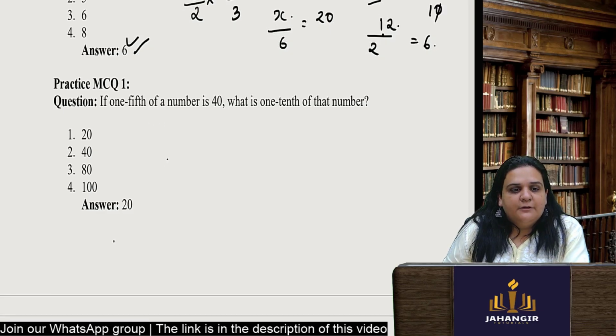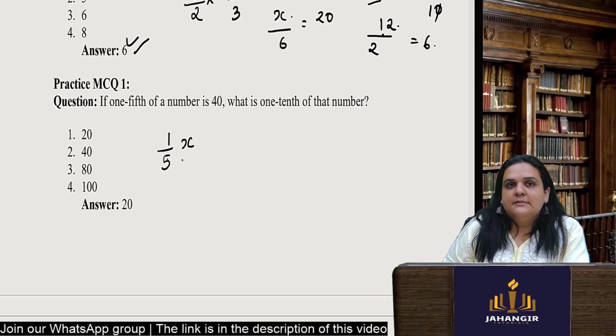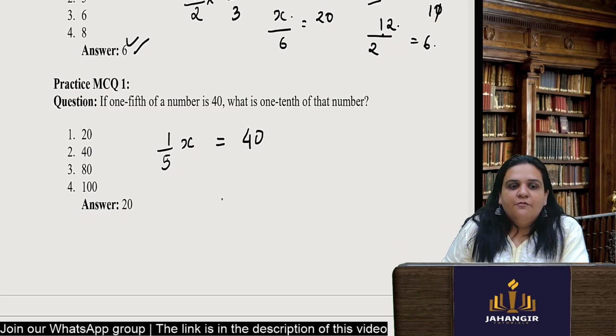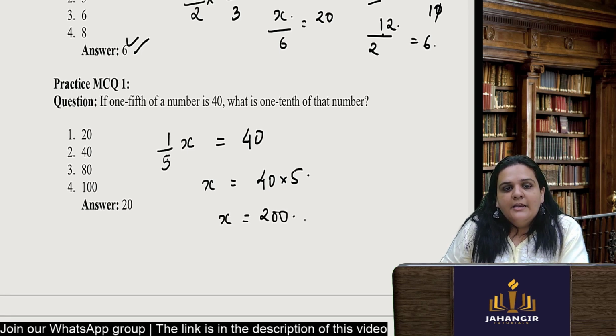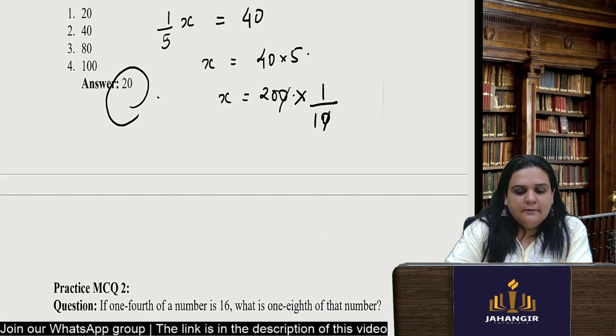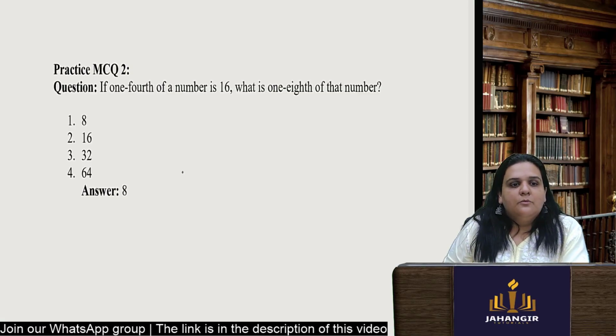If 1/5 of a number, let the number always be x, is 40, means equal to 40. What is 1/10 of that number? That we will find. First let us find x. So x will be 40 into 5. x will be 200. I need to know 1/10 of that number, means 1 upon 10. So the answer will be 20. Understanding? Next one more we'll do.